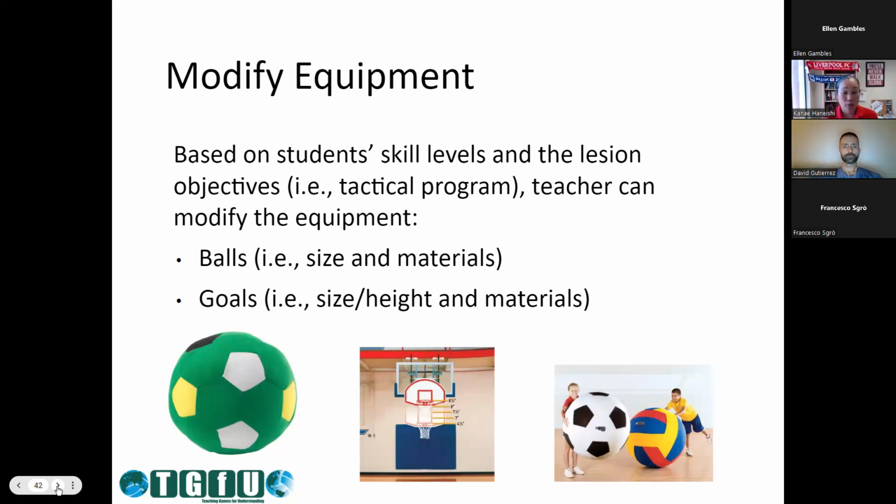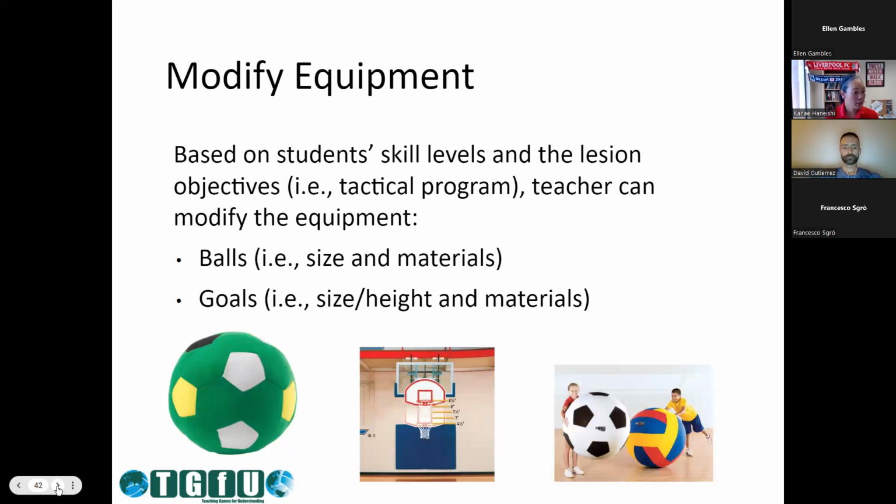in size and height. So the picture in the middle is the basketball. If you're teaching a basketball unit to lower skill levels, like younger students, you may want to lower the basketball hoop.